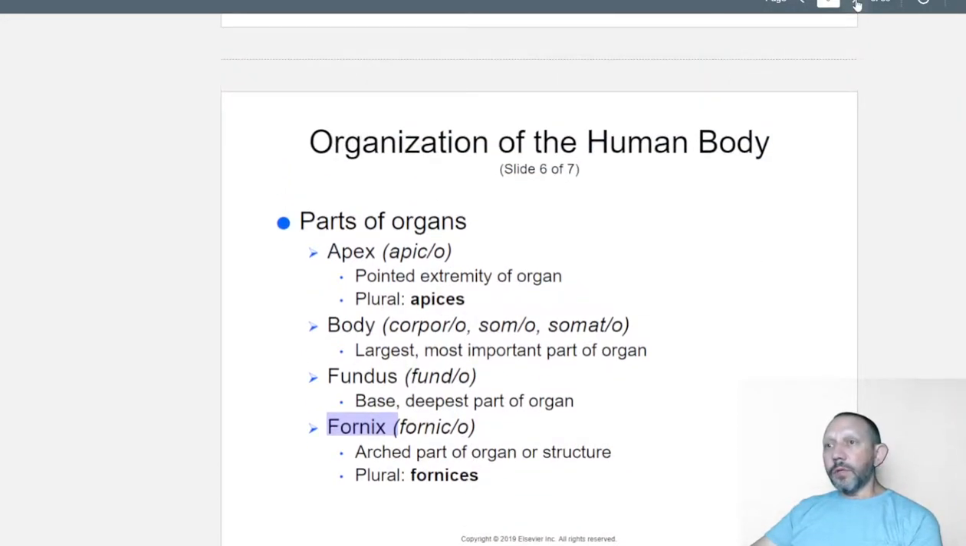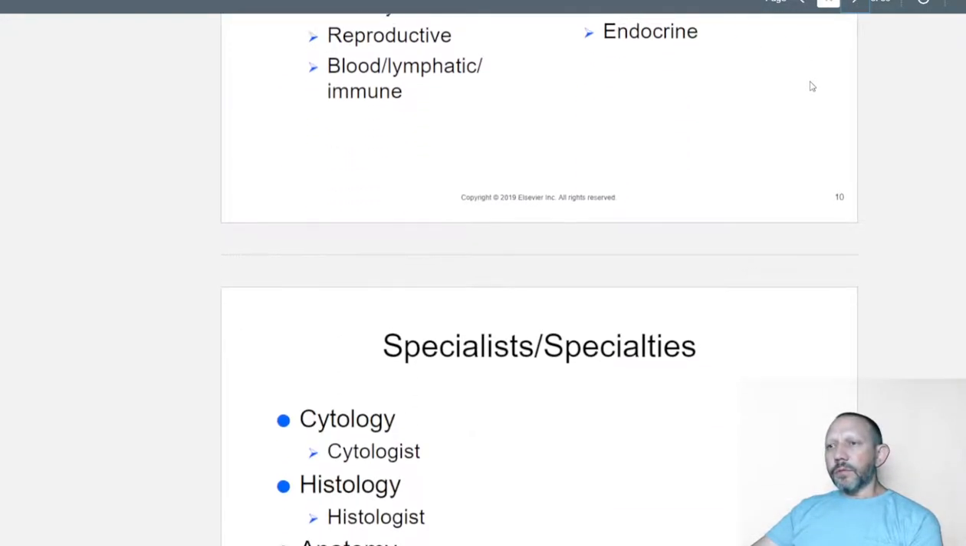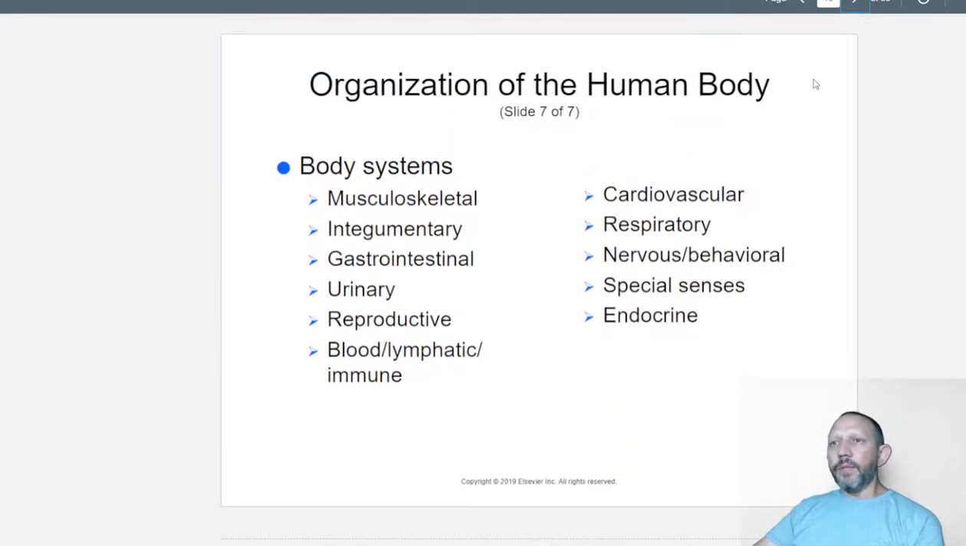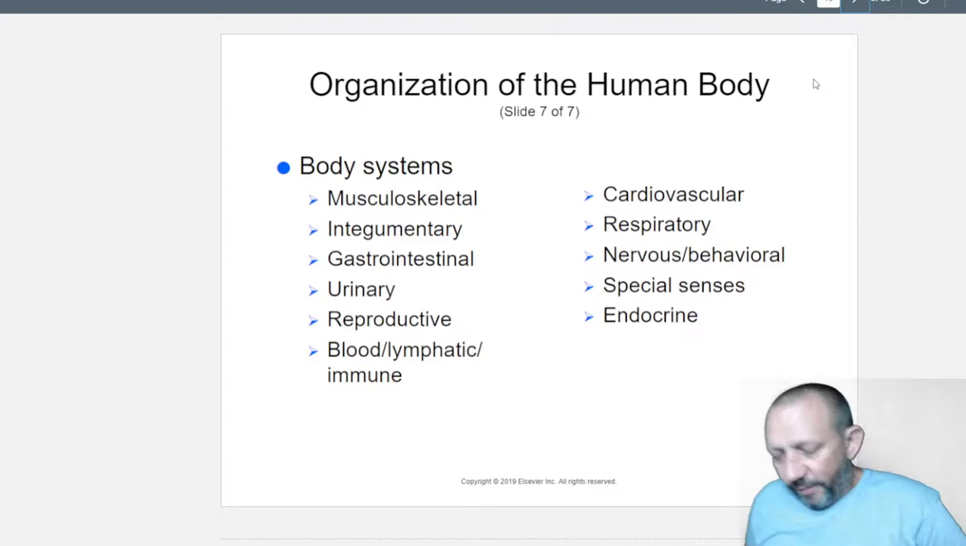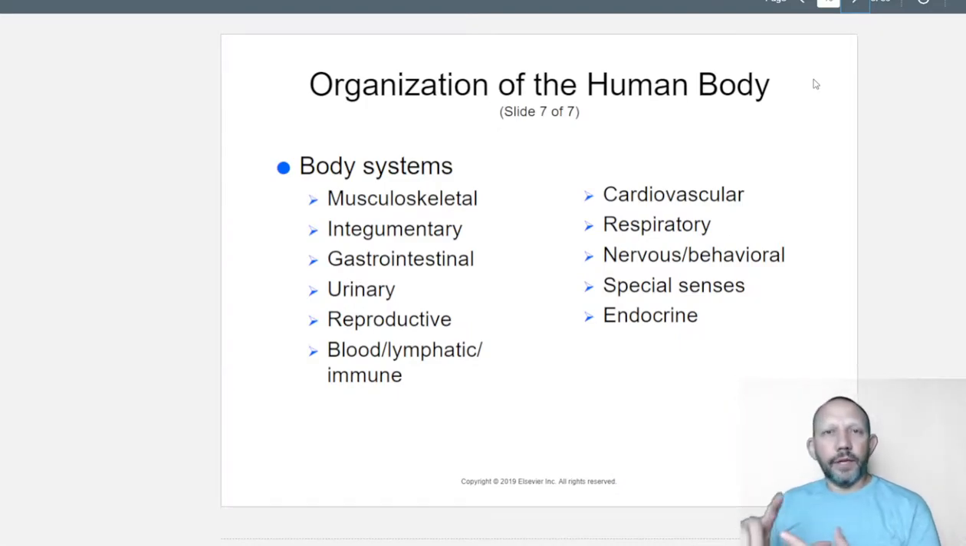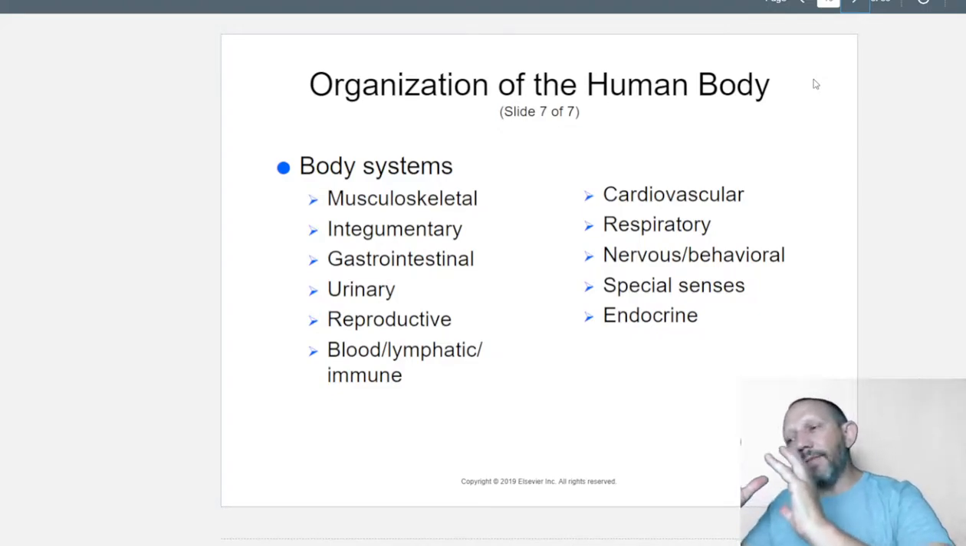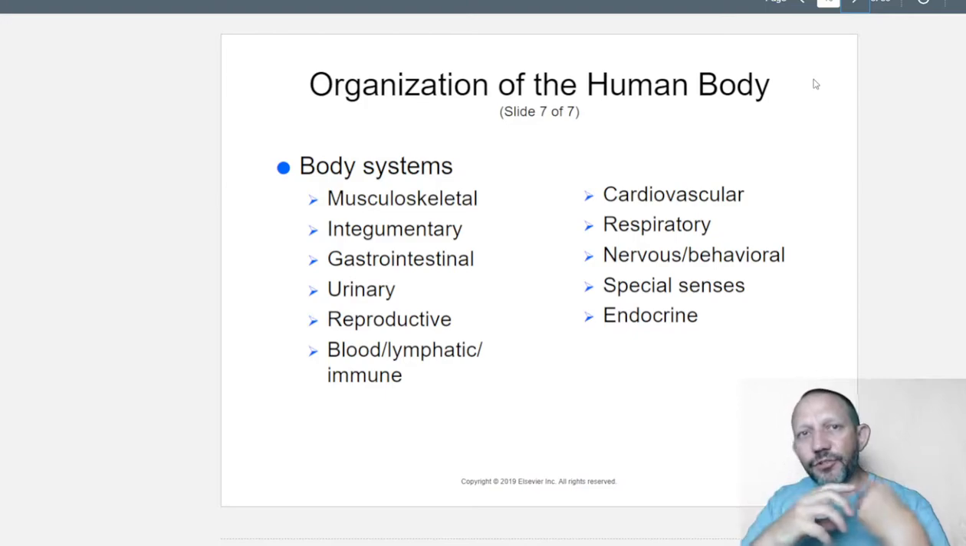Okay, so let's go to the next one. Is this specialists and specialties? Okay, anyway. Body systems. There's 11 body systems. Technically, there's 12 because there's male and female. And that's biology, guys. We're not getting into all that other stuff. So if we look at musculoskeletal, that's all connective tissue and muscular tissue, right? So it's the muscles and the skeleton. That's the next chapter we get to go over, right?